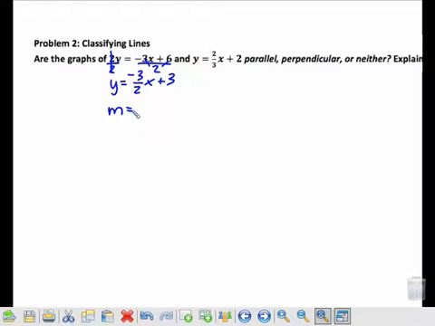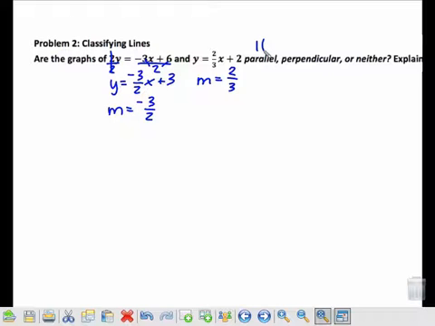So what's the slope of this equation? -3/2. What's the slope of this equation? 2/3. So are my slopes equal? No. So are my lines parallel? No. Are my slopes opposite reciprocals? Yes. So therefore, what kind of lines do these equations represent?